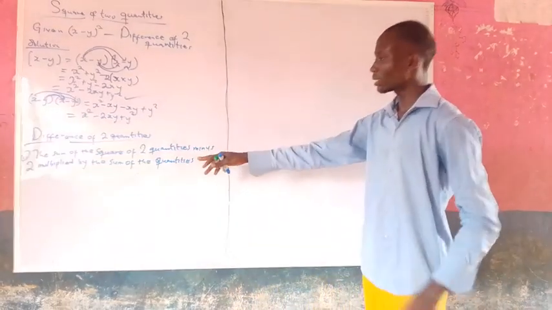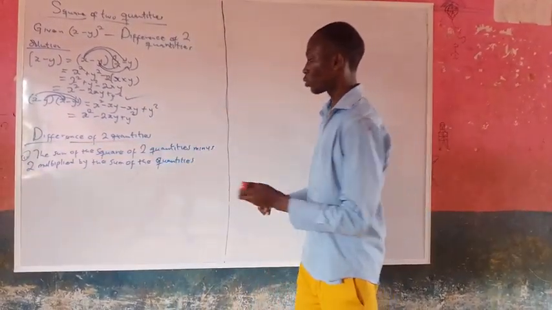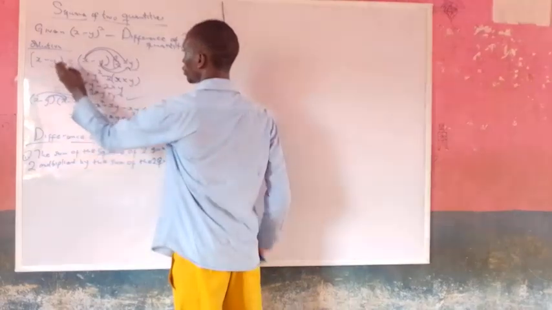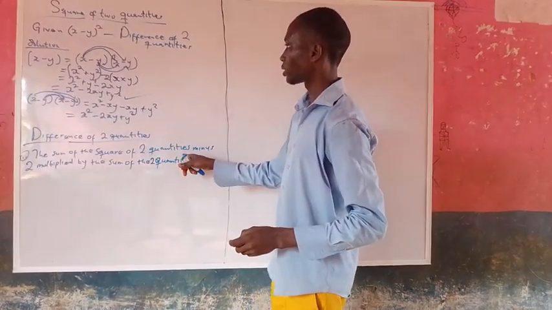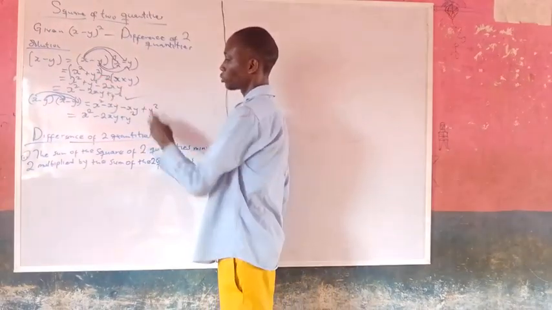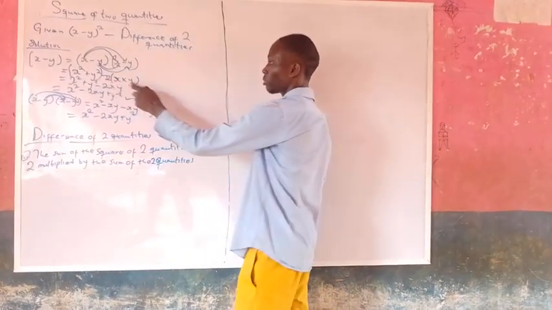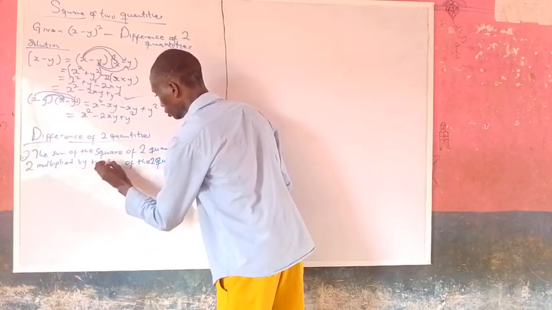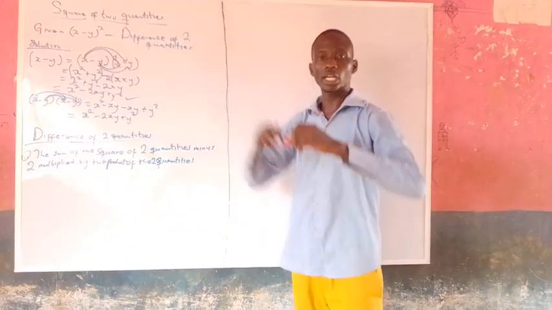Alright guys, this is what I followed. I said that the sum of the square of two quantities minus 2 multiplied by the sum of the two quantities. So if you look at this now, you can see that this is the square of the two quantities, that is x squared plus y squared. That is the sum of the square of the two quantities. Minus, since we are dealing with the difference of the two quantities, that's why I'm having minus 2 into bracket. You can see I said 2 multiplied by the product of the two quantities. So that's how I write there.